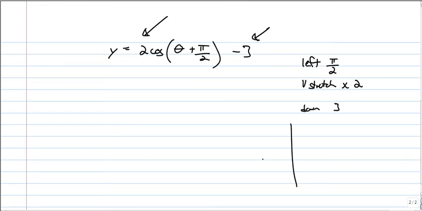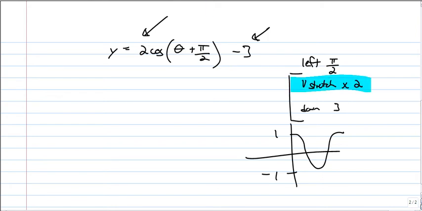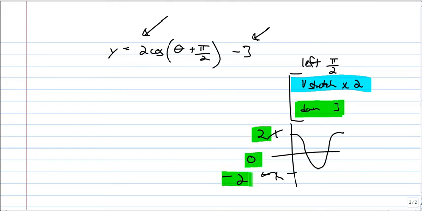So if you think about what cosine starts out looking like, it looks like this, right? The top is at 1 and the bottom is at -1. If you do the vertical stretch by 2 to start, that's going to make this guy a 2, make this guy down here a -2, and the middle is still at 0. And if the next thing you do is move everything down 3, you take all these numbers and slide them down 3. So that guy would be at -1. That guy's going to be at -3. And that guy's going to be at -5.